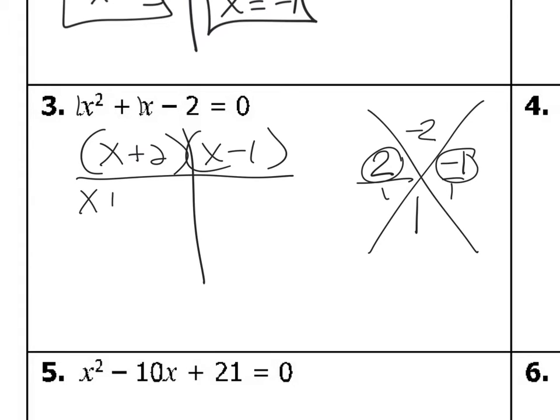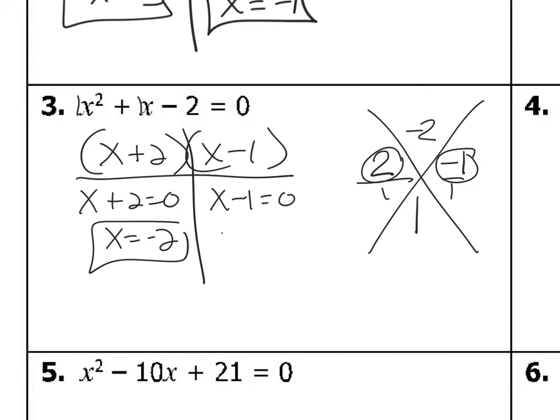Set it to 0. So x equals negative 2. Set it to 0. X equals 1. All right. And again, when it's just a single number like this, it's not a fraction, then your solution is going to be the opposite of these. You got 2 and negative 1 over here. Here, your solutions are negative 2 and 1.